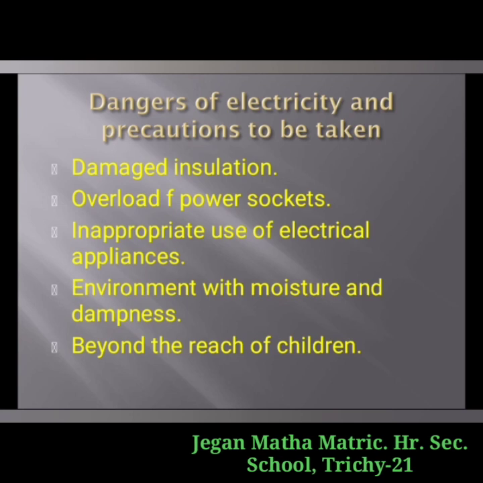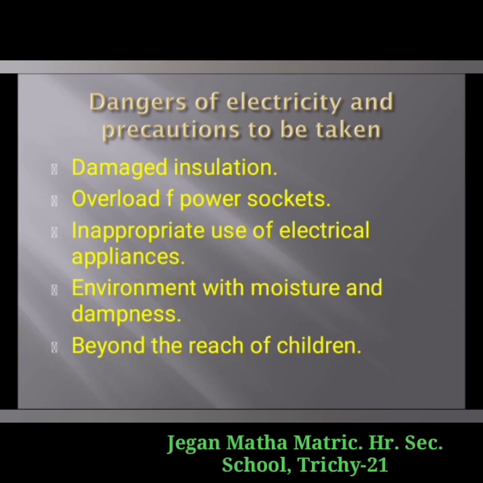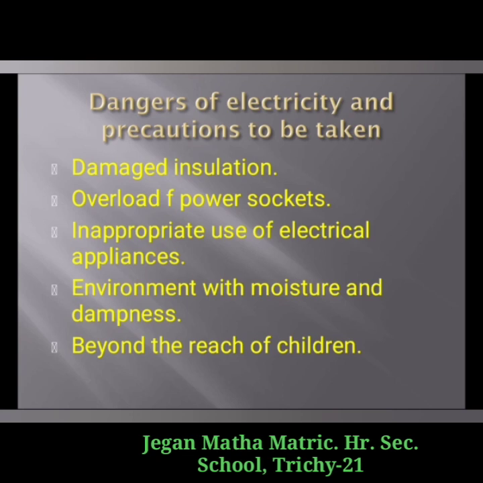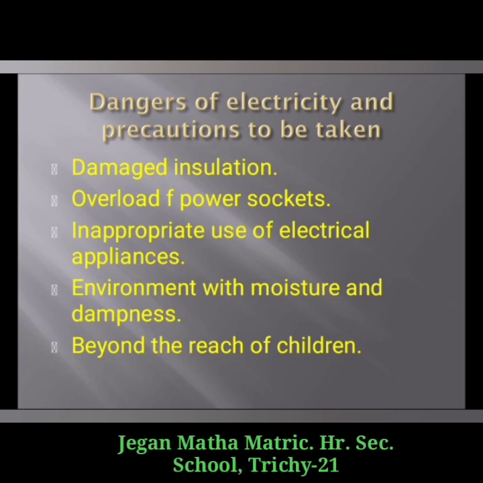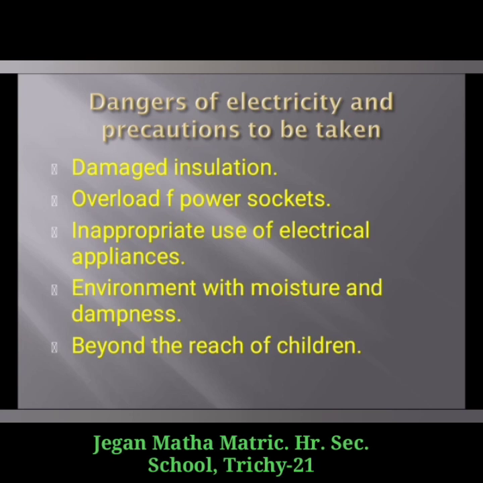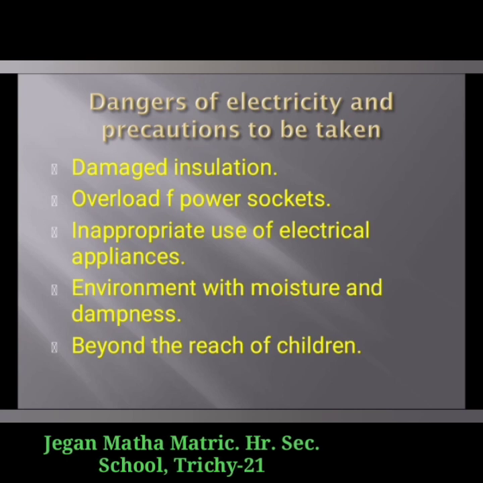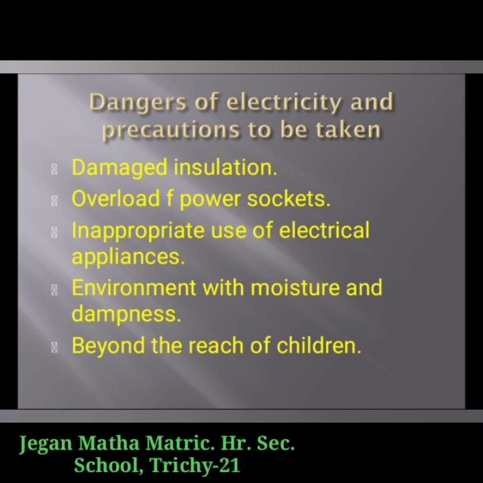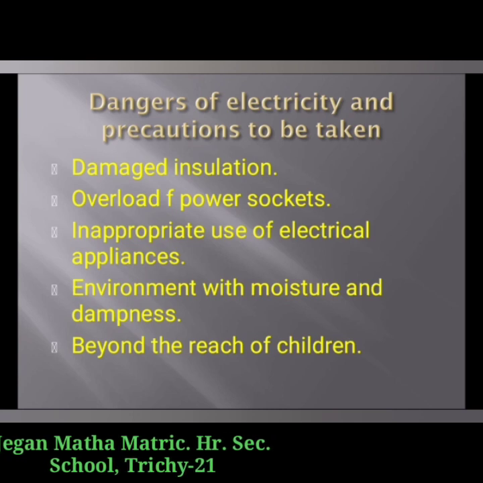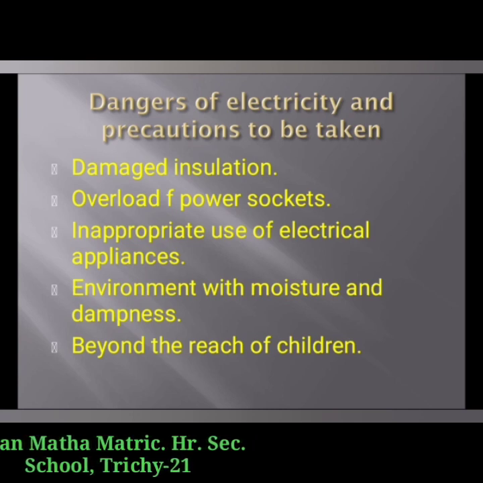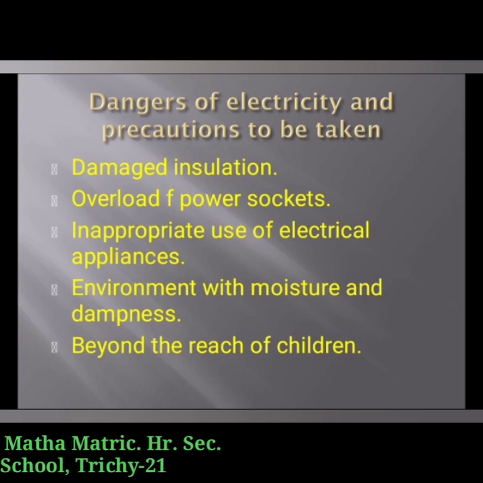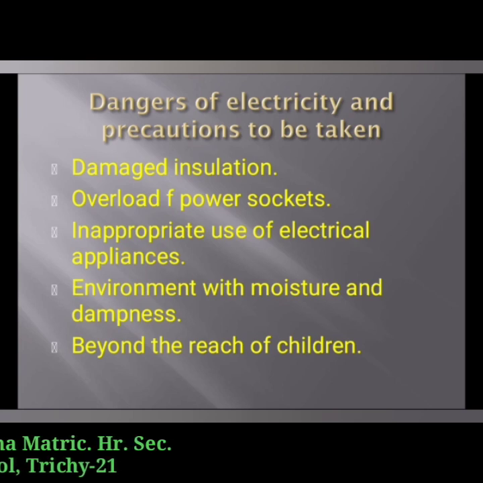Next, beyond the reach of children. The electrical sockets are to be kept away from the reach of little children who do not know the dangers of electricity. So these are the dangers of electricity and precautions to be taken. Resistance of a dry human body is about 1 lakh ohm. Because of the presence of water in our body, the resistance is reduced to a few hundred ohm. Thus, the normal human body is a good conductor of electricity. Hence, precautions are required while doing electrical work.